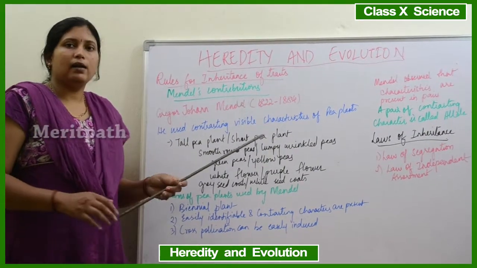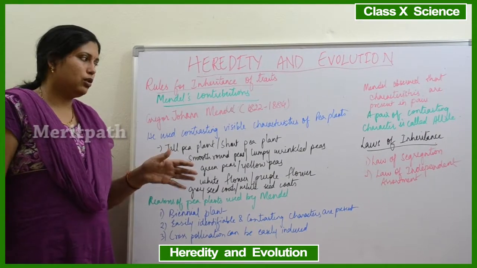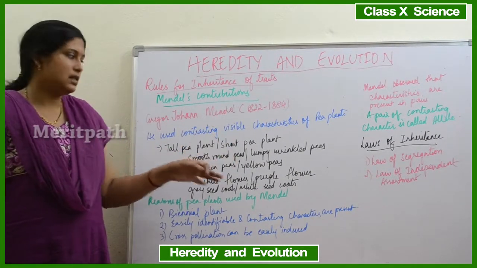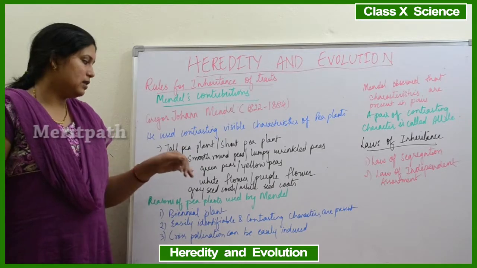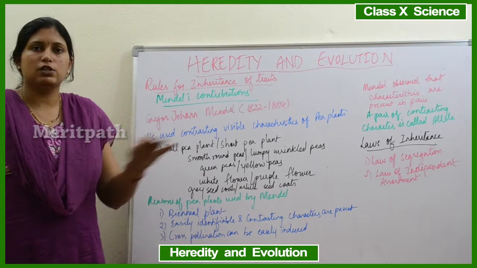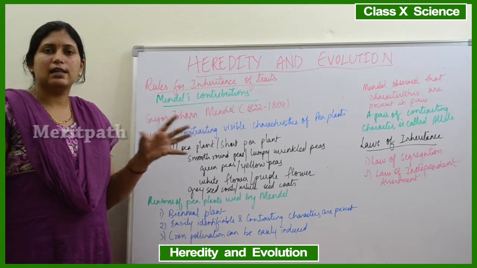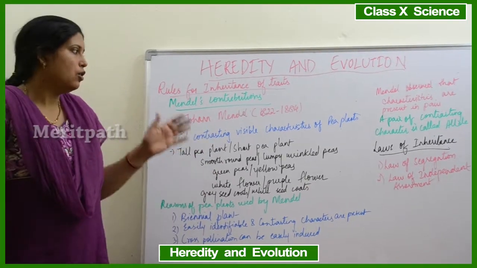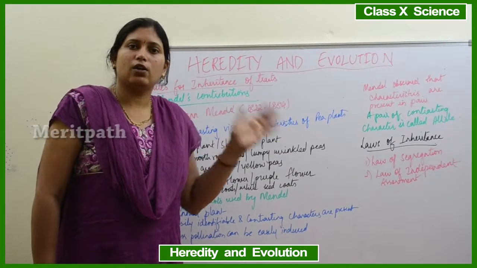A tall pea plant and a short pea plant. There were smooth round peas and wrinkled peas. There were green peas, yellow peas, there were white flowers, purple flowers, and there were grey seed coats and white seed coats. So these were contrasting and nicely visible characteristics. So that is the reason he did his study on pea plants.